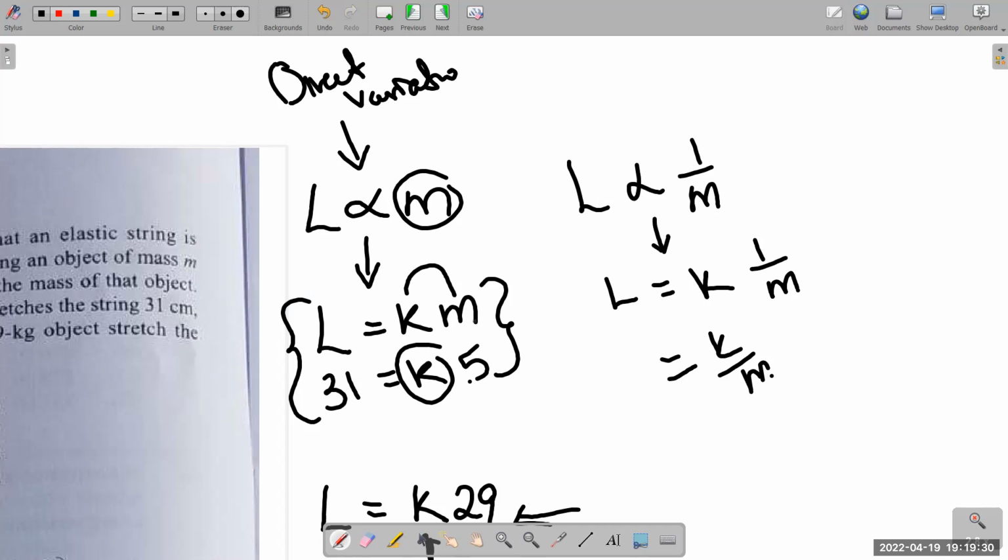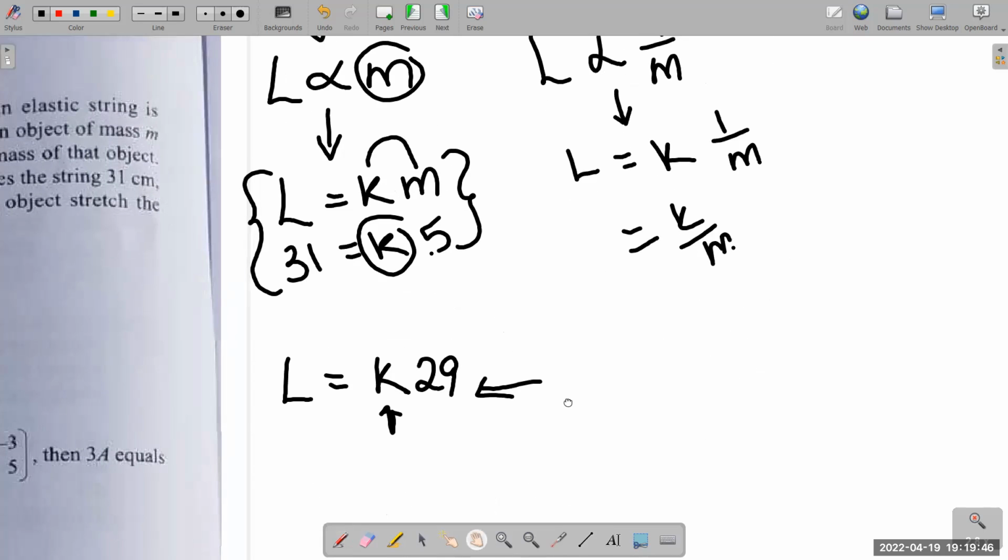This formula here, and this is indirect variation. So moving forward, nobody should have any excuse to get this done. Okay, so let's keep it moving.